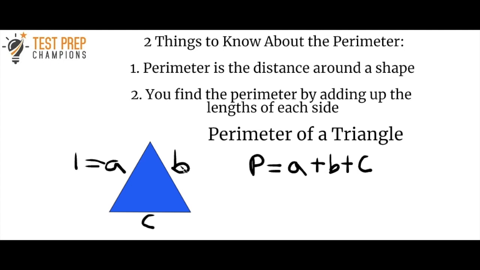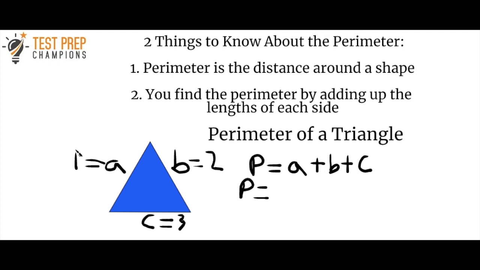Let's say that side A is equal to 1, side B is equal to 2, and side C is equal to 3. And on your test, you're probably going to get some harder numbers, but let's just keep it simple to get the concept. And if you want, you can pause the video and try to find the perimeter of the triangle. Okay, whether you pause the video or not, let's go over how to do this.